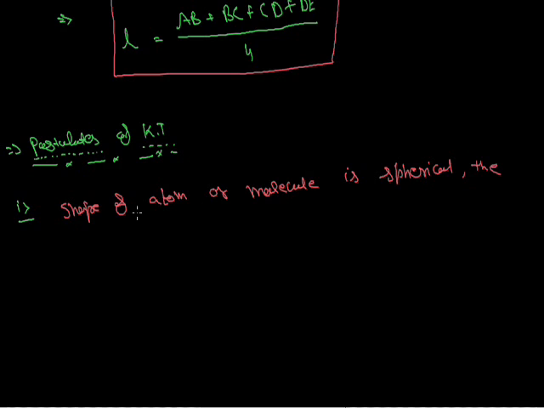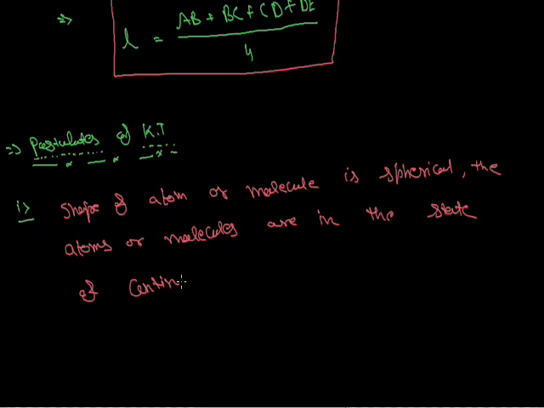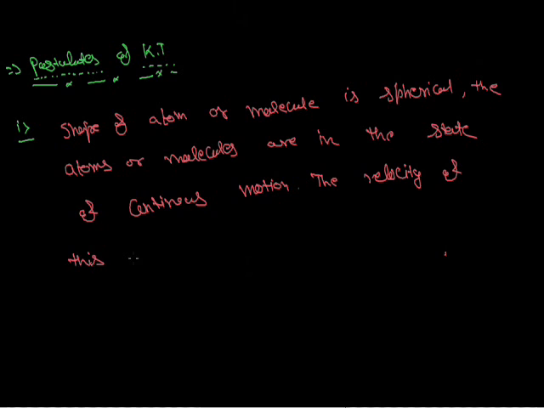The second assumption in it: the atoms or molecules are in the state of continuous motion. Means the motion of these molecules will always be continuous motion. They will not be considered at a stationary position. And the velocity of this motion can also vary.